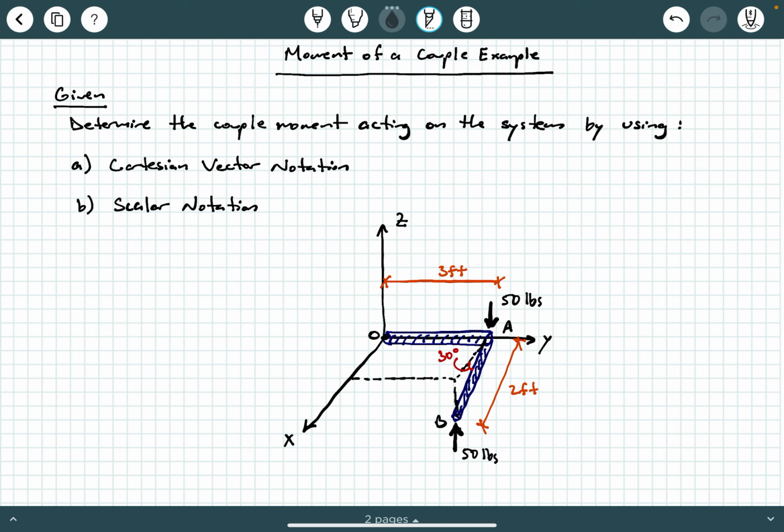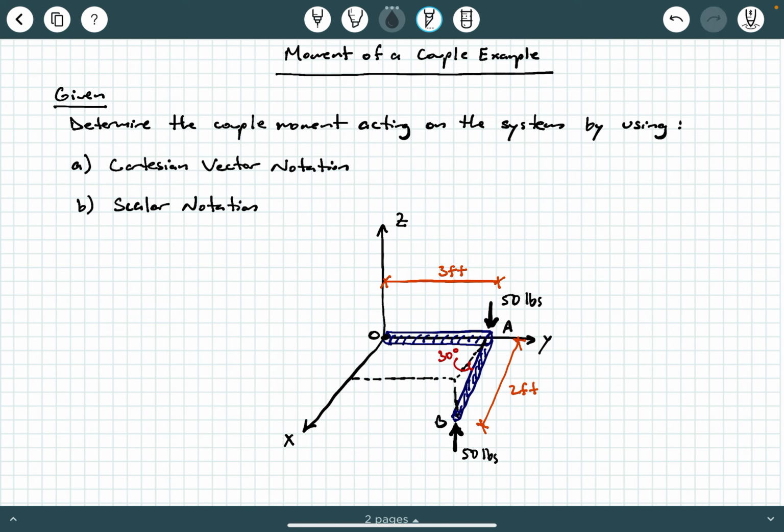In the given information, we're being asked to determine the couple moment acting on the system by using two different methods. Part A asks us to use Cartesian vector notation, and Part B asks us to use scalar notation. So let's look at the given figure. Here we have a positive x-axis, a positive y-axis over here, and a positive z-axis up here.